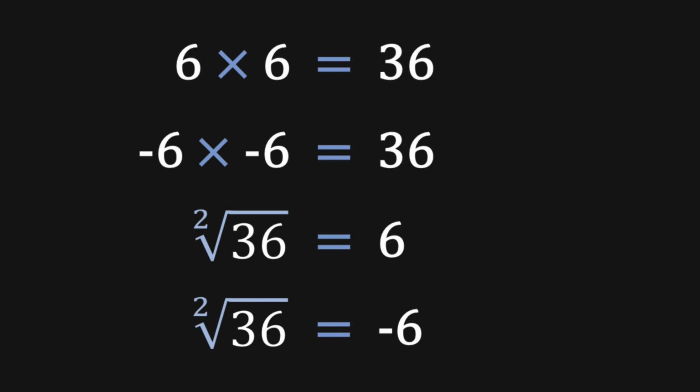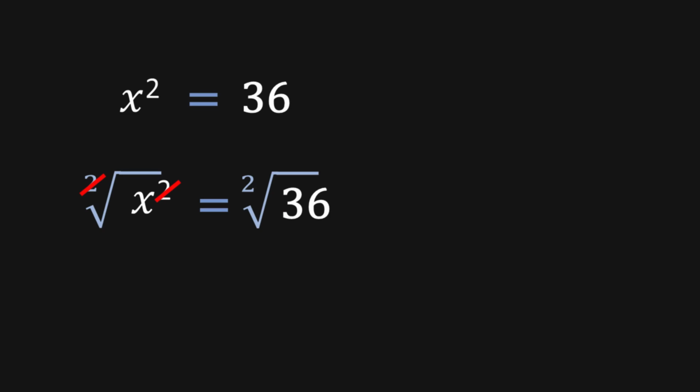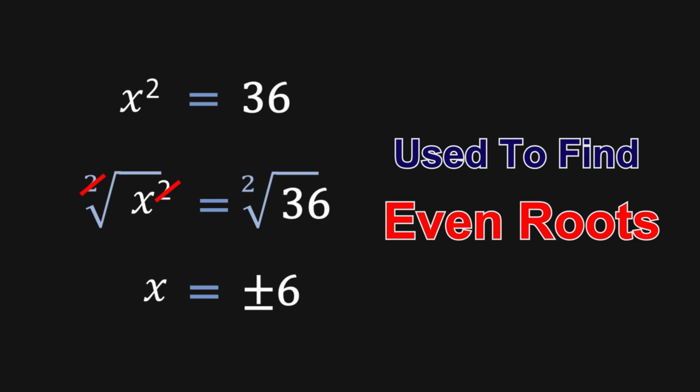So, which one is correct? Here, both plus 6 and minus 6 are the correct answers. In algebra, when we know an answer could be positive or negative, we use a special symbol. x equals plus or minus 6. This plus or minus sign tells us that x could be either value. You could substitute either value of x in the equation, and it would make the equation true. We use this whenever we find even roots of a number, since the answer can be both positive and negative. And just like that, we've solved the equation.